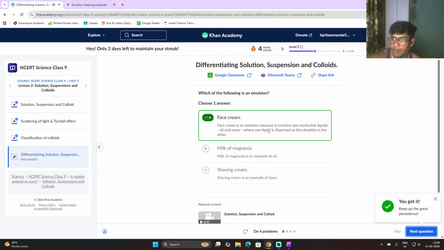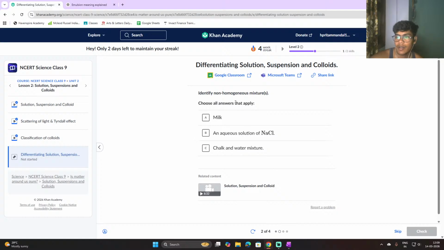Face cream is an emulsion because it contains two immiscible liquids, oil and water. Okay, oil and water, that's why, where one liquid is dispersed as tiny droplets in the other. Milk of magnesia is an example of sol. Shaving cream is an example of foam. Okay.